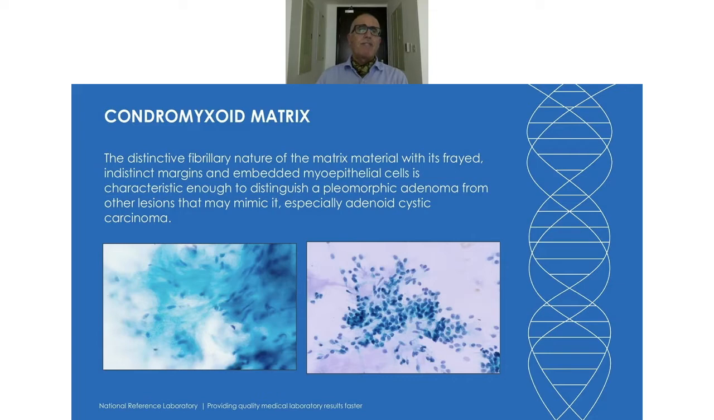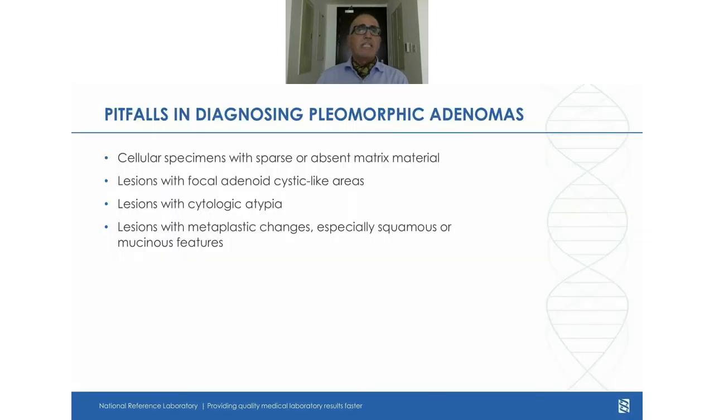On the left, you can see the spindle nuclei, myoepithelial nuclei in the background, and the myoepithelial cells more of a plasmacytoid appearance on the right-hand side. So this would be a fairly typical appearance of pleomorphic adenoma, and it's sufficient to separate pleomorphic adenoma from the other lesions. There are pitfalls, however, in pleomorphic adenomas.